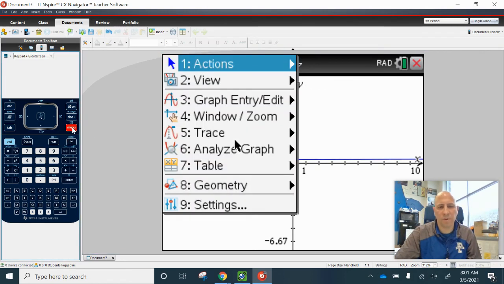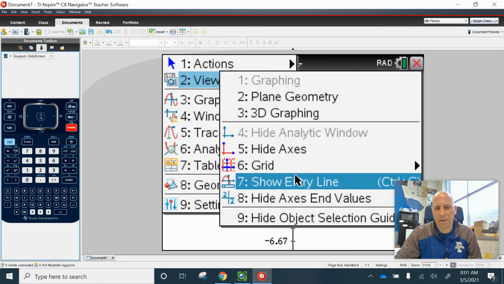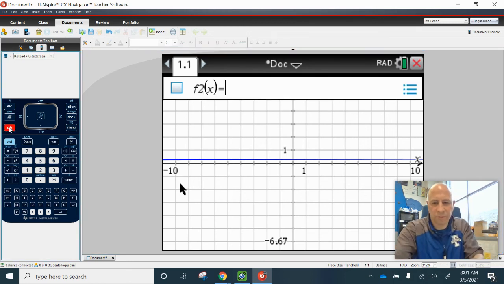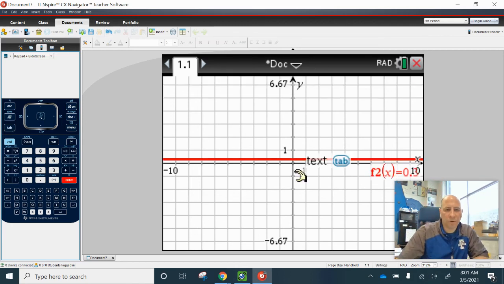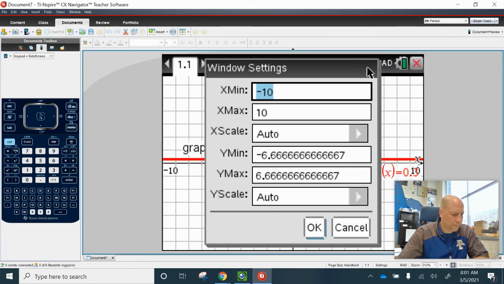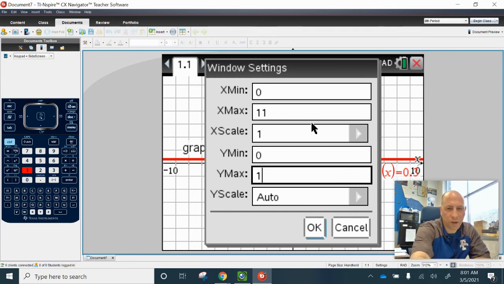I'm going to go to menu, view, grid, line grid. And then I'm going to press tab, and we want to graph 0.300. Now, we want to adjust our window. So we go to menu, window zoom, window settings. We know the x min is 0. We're going to go to 11. Scale is 1. Y minimum 0, and max is 1, and we're counting by 0.1.